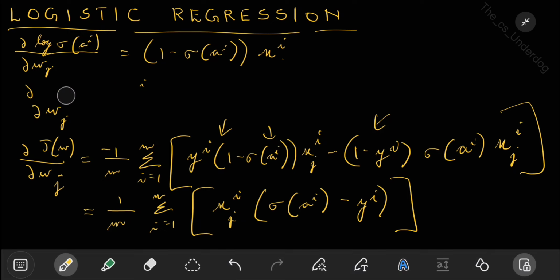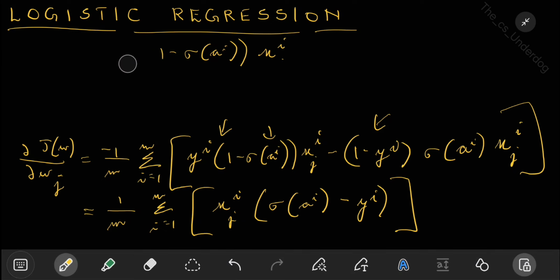Okay, so it is del by del wj of j of w. What is j of w? It is the negative of the log likelihood. If you try to minimize it with respect to wj, you will get this term: 1 by m into sigma i equal to 1 to m, xji into sigma ai minus yi. So this is the final derivative that you get. What is the next step? You found the derivative. So what are we working towards? We are working towards finding the value of the w's, the coefficients. Okay. So here you found the derivative.